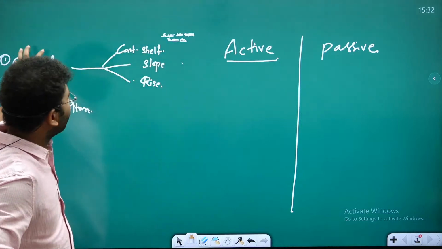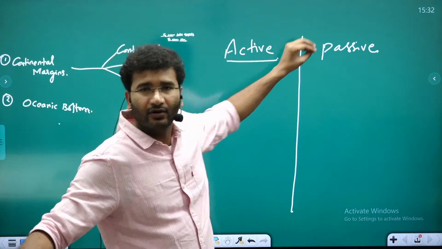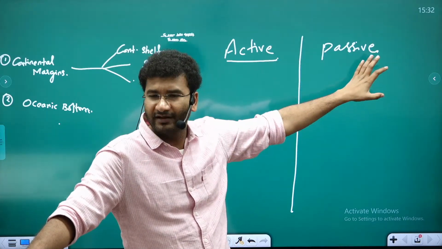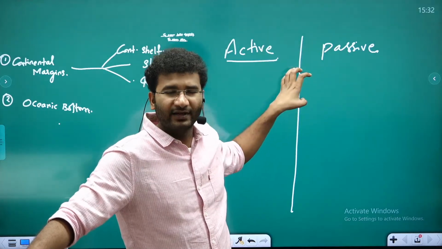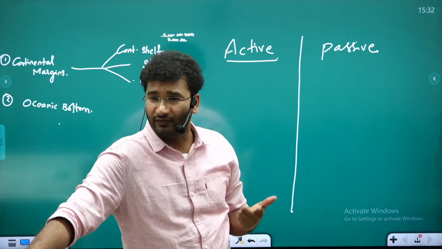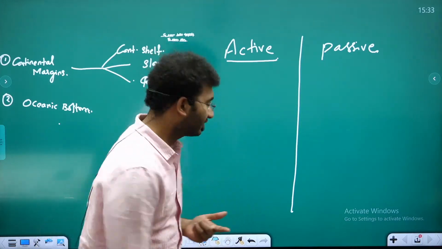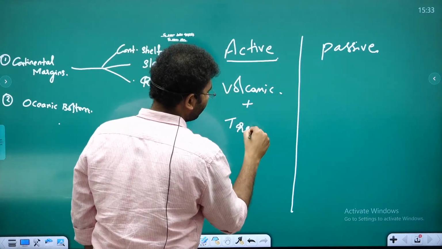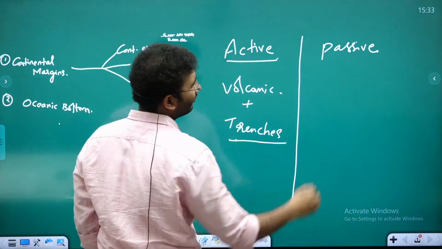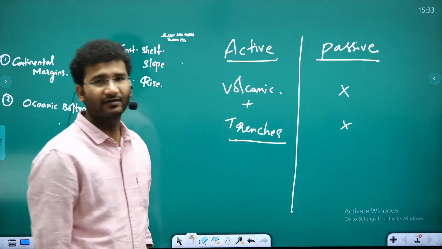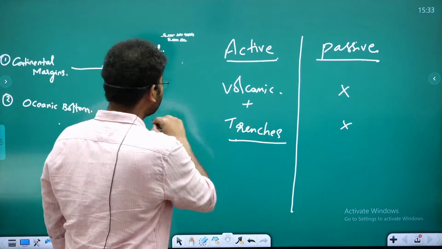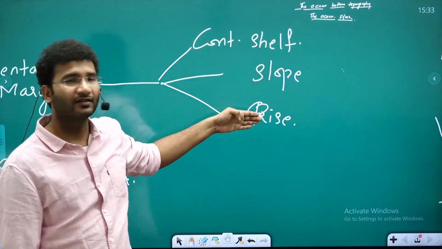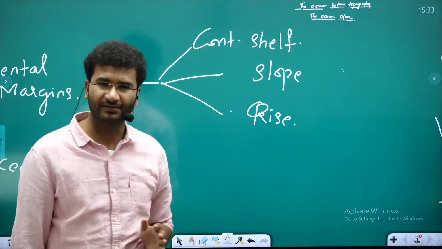So every continental margin will be either active or passive. But what exactly is the difference between an active plate and a passive plate? Usually across the active plate, you will find volcanic activity. You will also find deep trenches that are formed, right? Volcanic activity plus trenches are formed. But on the passive side, these things are absent, right? So before we understand all of these things, we'll start with the continental shelf, continental slope, and then the continental rise, the ocean floor, the ocean deeps, right?